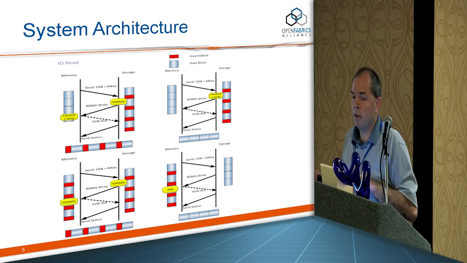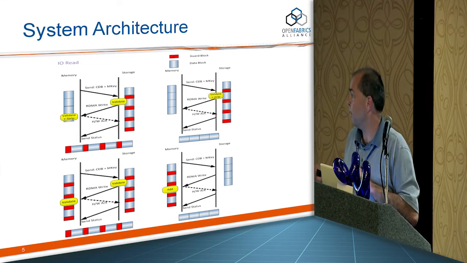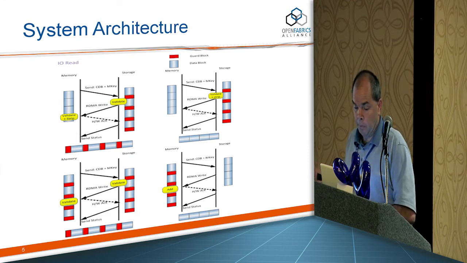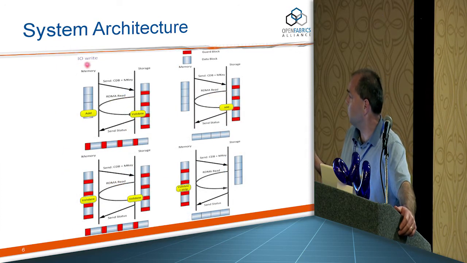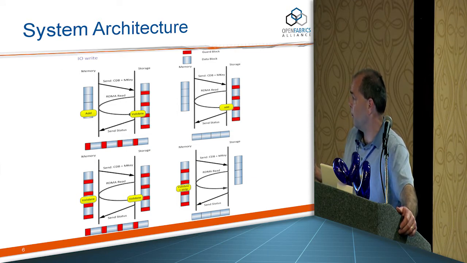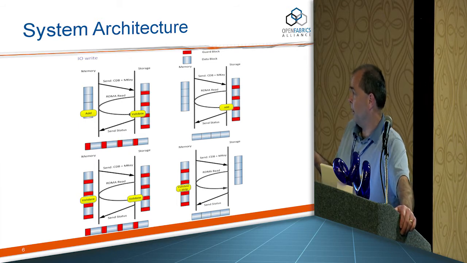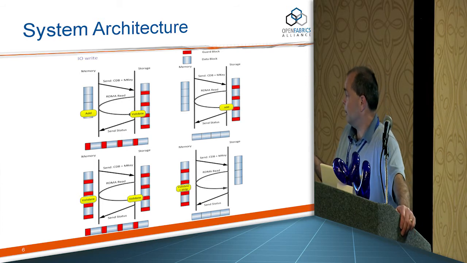Or add the protection blocks to the data on transfer. On the right side, again, data is originating from memory. It can come with the protection blocks or without the protection blocks. The HCA can add the protection block then if it's without it as it goes out to the network and validate it on the other end.